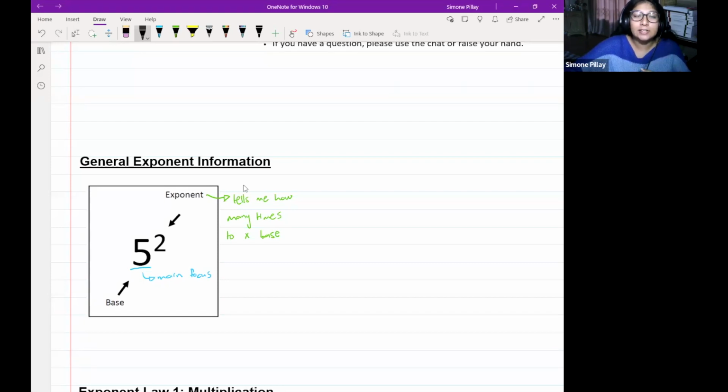So how would I write out 5 squared in its expanded form? Well, I know that I'm dealing with 5 as my main number, and exponents always tell me I need to multiply. And how many times do I need to multiply 5 by itself? I need to multiply 5 by itself twice.